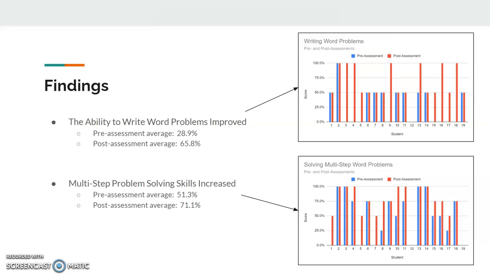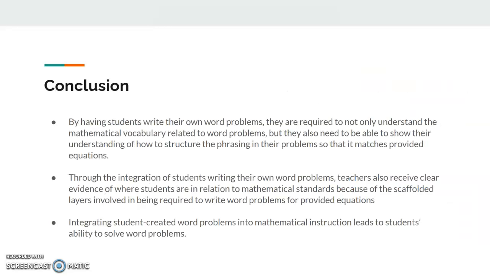So again, the blue represents the pre-assessments, the red represents the post-assessments. Each one of the kids, their score either stayed the same or went up. And then the class average went from 51% or 51.3% to 71.1%, which is awesome.